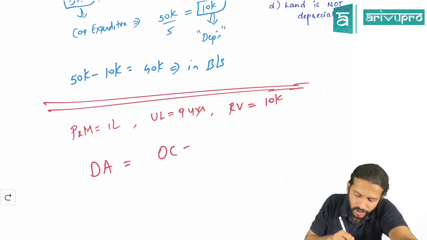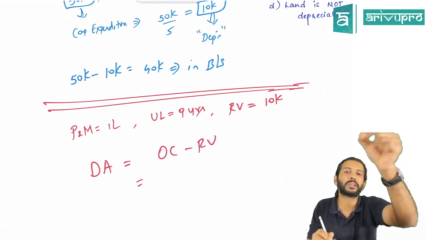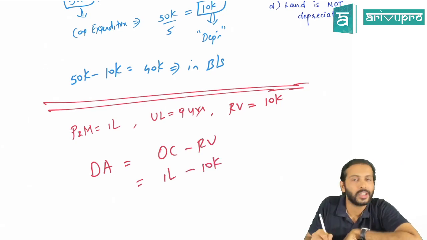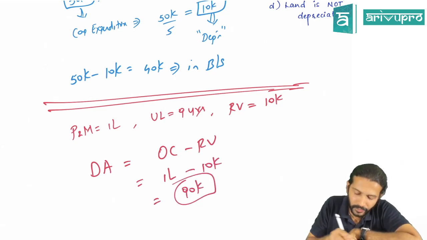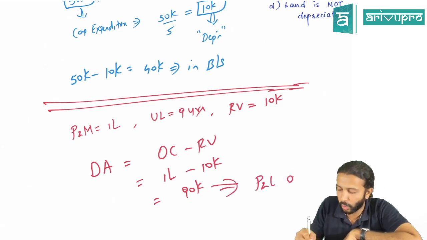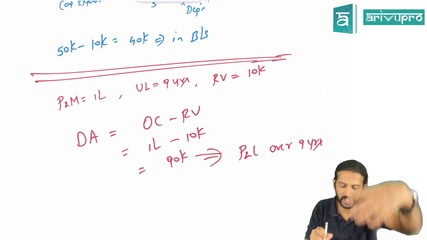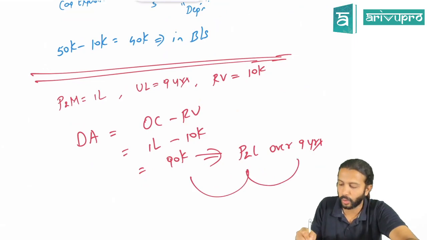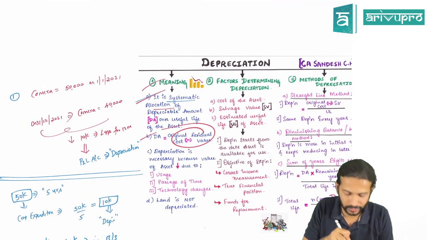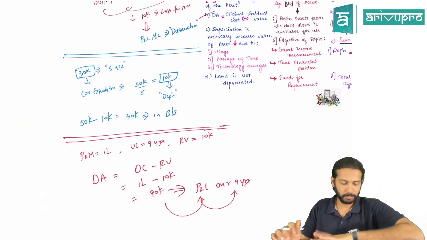From the original cost, if you deduct the salvage value or residual value, that number we call the depreciable amount. Here, original cost, you bought it for 1 lakh rupees. Residual value is 10,000. That means the depreciable amount is 90,000. This 90,000 should be allocated to P&L over a period of 9 years. That's all as depreciation. Repeat or done? All okay?